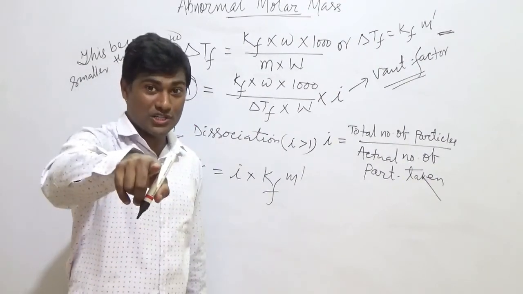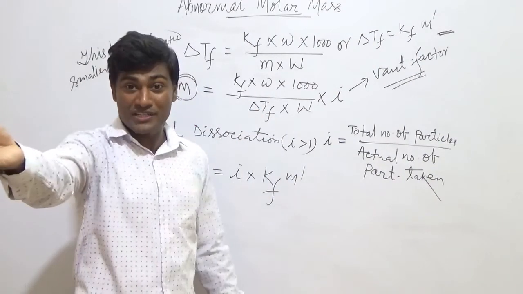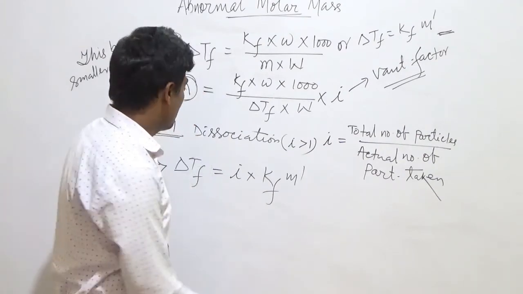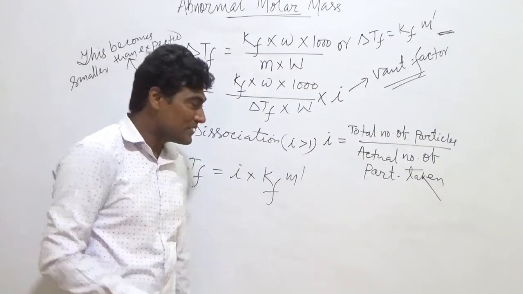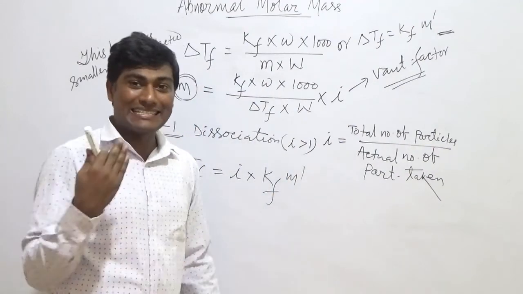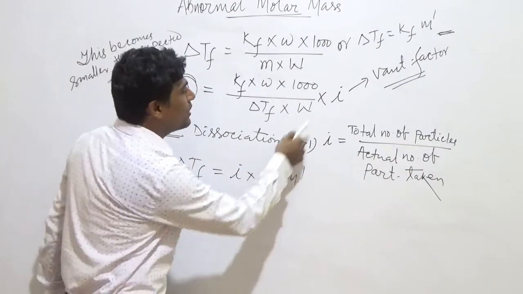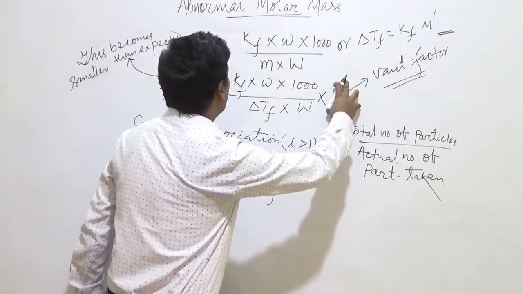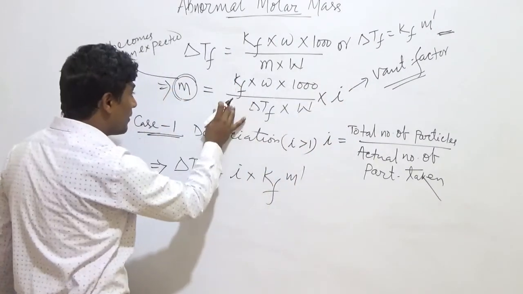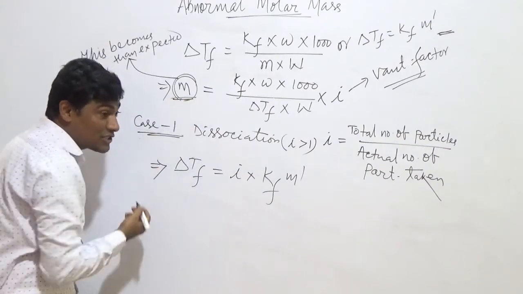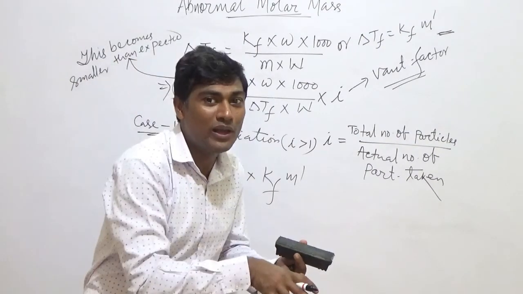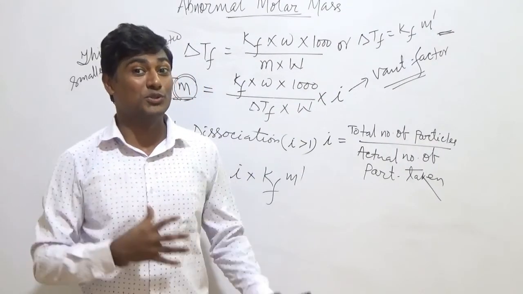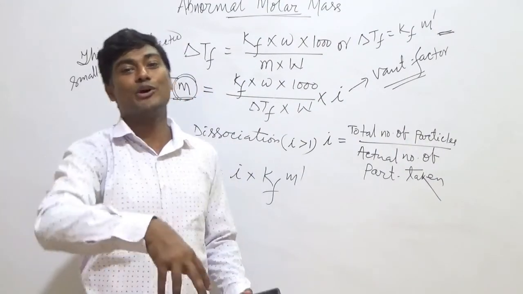I forgot to write that. Note it down. Whatever you have written in case of association, i should be less than 1. In case of dissociation, i is greater than 1. So when you multiply, since this is greater than 1, the molecular mass, which was going to be small, now becomes higher and approaches or becomes equal to the true value of the molecular mass.